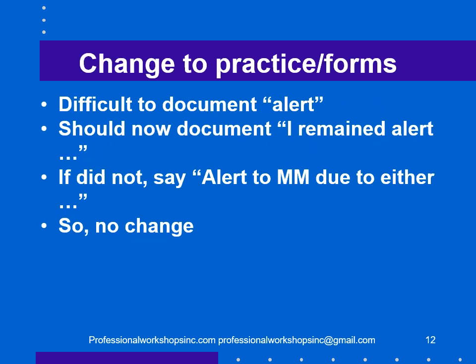How might this impact practice or forms? Well, it's difficult to document being alert. That's a state of mind. I guess the only way you can really do it now is document I remained alert, initials and date. If you do not now have that in your set of forms or as part of an audit conclusion or something, I remained alert, you should add that now. And depending on the wording, you might want to say I was alert to material misstatement due to either fraud or error. So it's no particular change, but you might wish to check that your forms adequately document that you were alert.